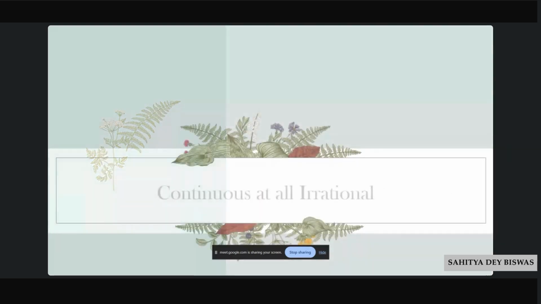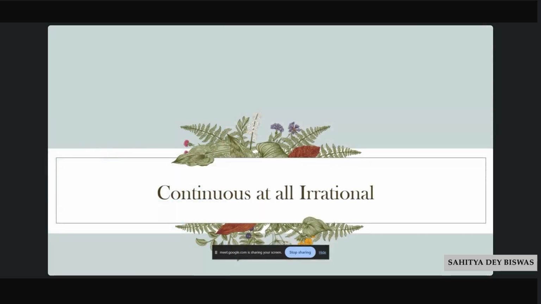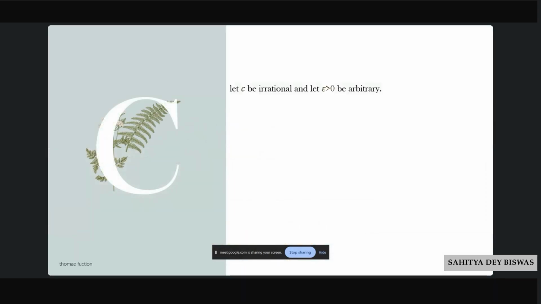Yeah, so let's continue. So we have already proved for rational numbers. Now it's time for irrational numbers. So as before, let c be an irrational number and epsilon greater than 0 be arbitrary. Now there are two cases.